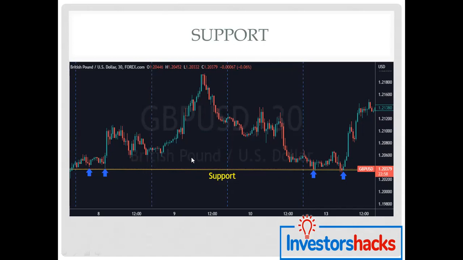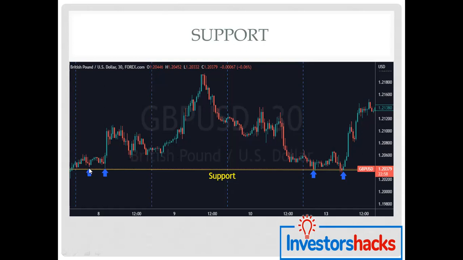Like for instance, when you're in a building, the floor is your support. It supports you from sinking or going beneath. Therefore, the support that we're talking about in Forex trading is similar to that example that I've given you.